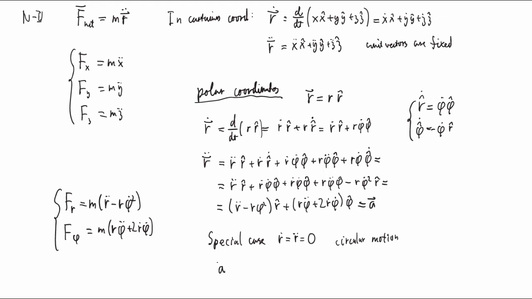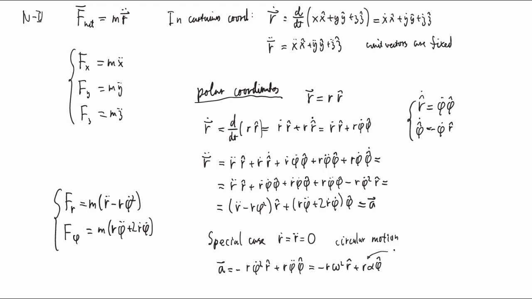In that case, the acceleration just becomes like that, right? Because this term goes away and that term goes away. Now if you look here at phi dot, that's a change in the angle. That's really the same thing as the angular velocity. This is the angular acceleration. So we can write this as minus r omega squared r hat plus r alpha phi hat.